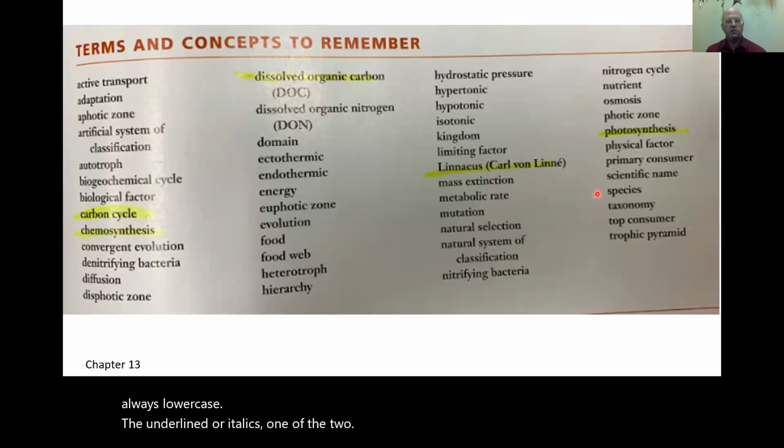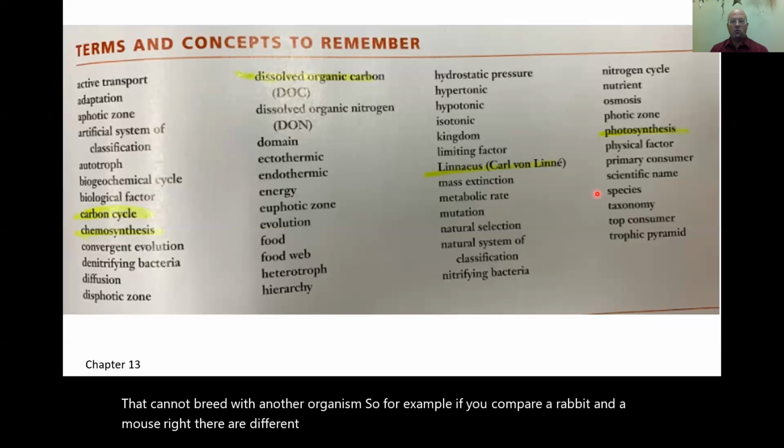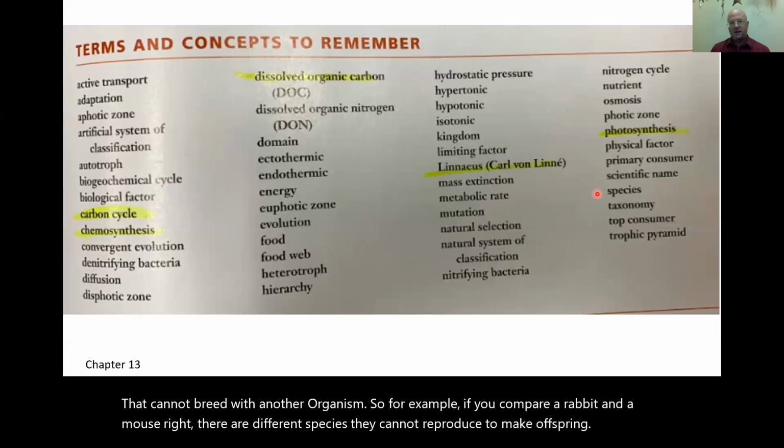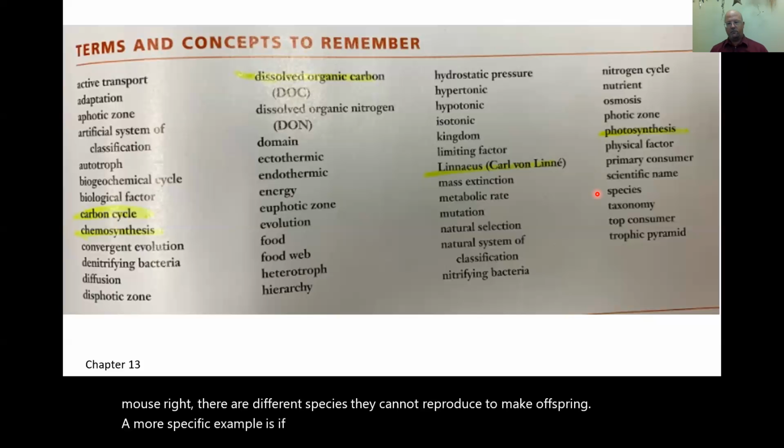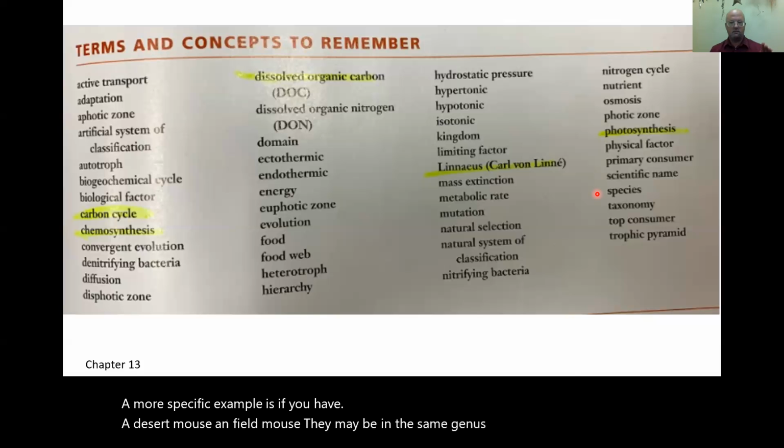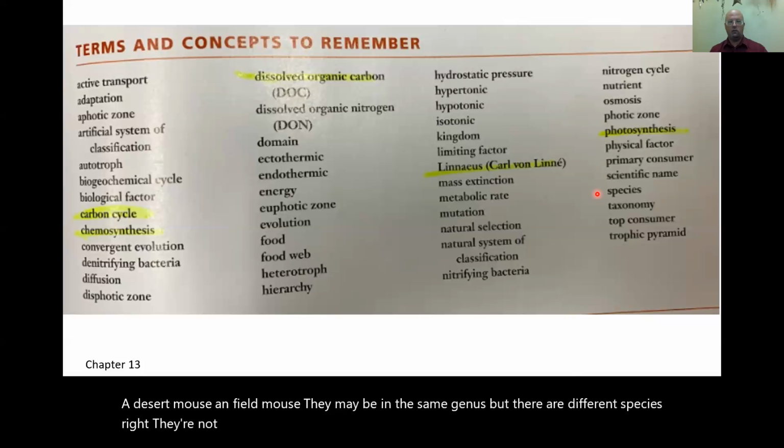Species refers to an organism that cannot breed with another organism. So for example, if you compare a rabbit and a mouse, they're different species. They cannot reproduce to make offspring. A more specific example is if you have a desert mouse and a field mouse. They may be in the same genus, but they're different species. They're not able to mate and reproduce.